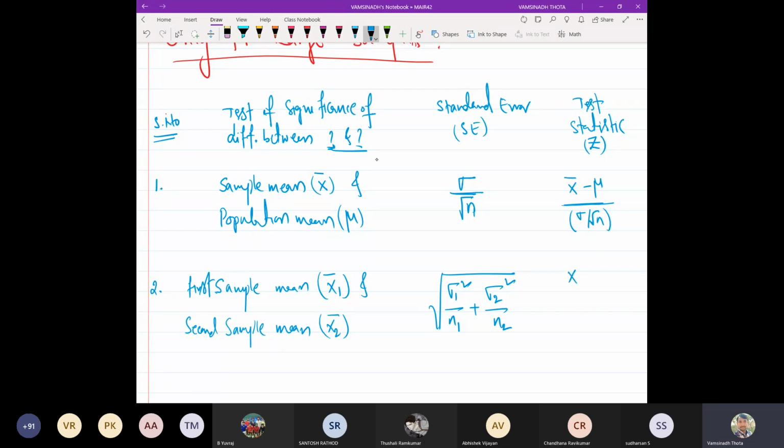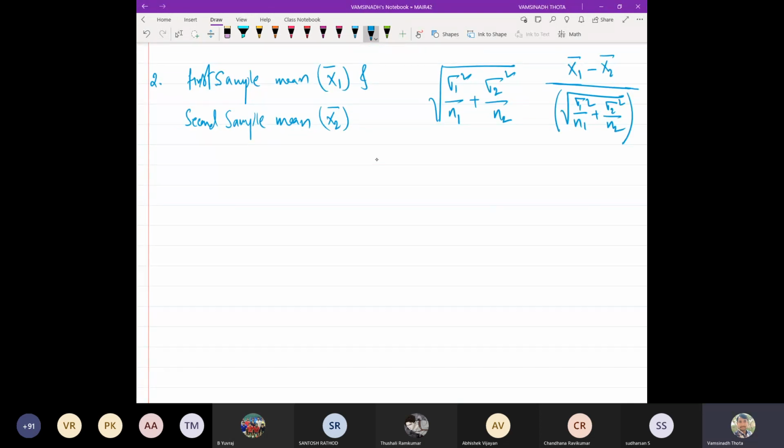And the test statistic is X1 bar minus X2 bar upon the square root of sigma 1 square upon n1 plus sigma 2 square upon n2. Okay. Now what is n1 and what is n2? N1 is the first sample size and n2 is the second sample size.